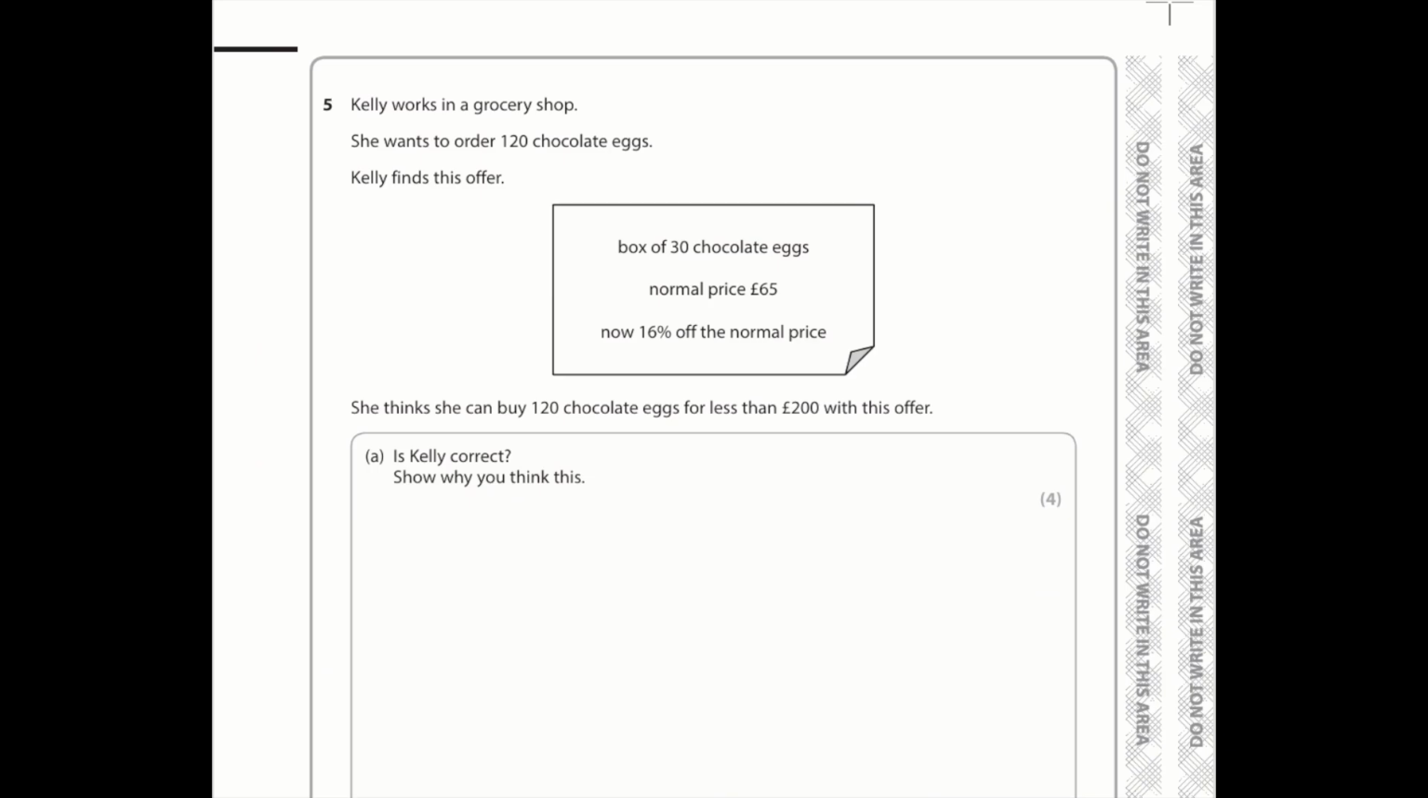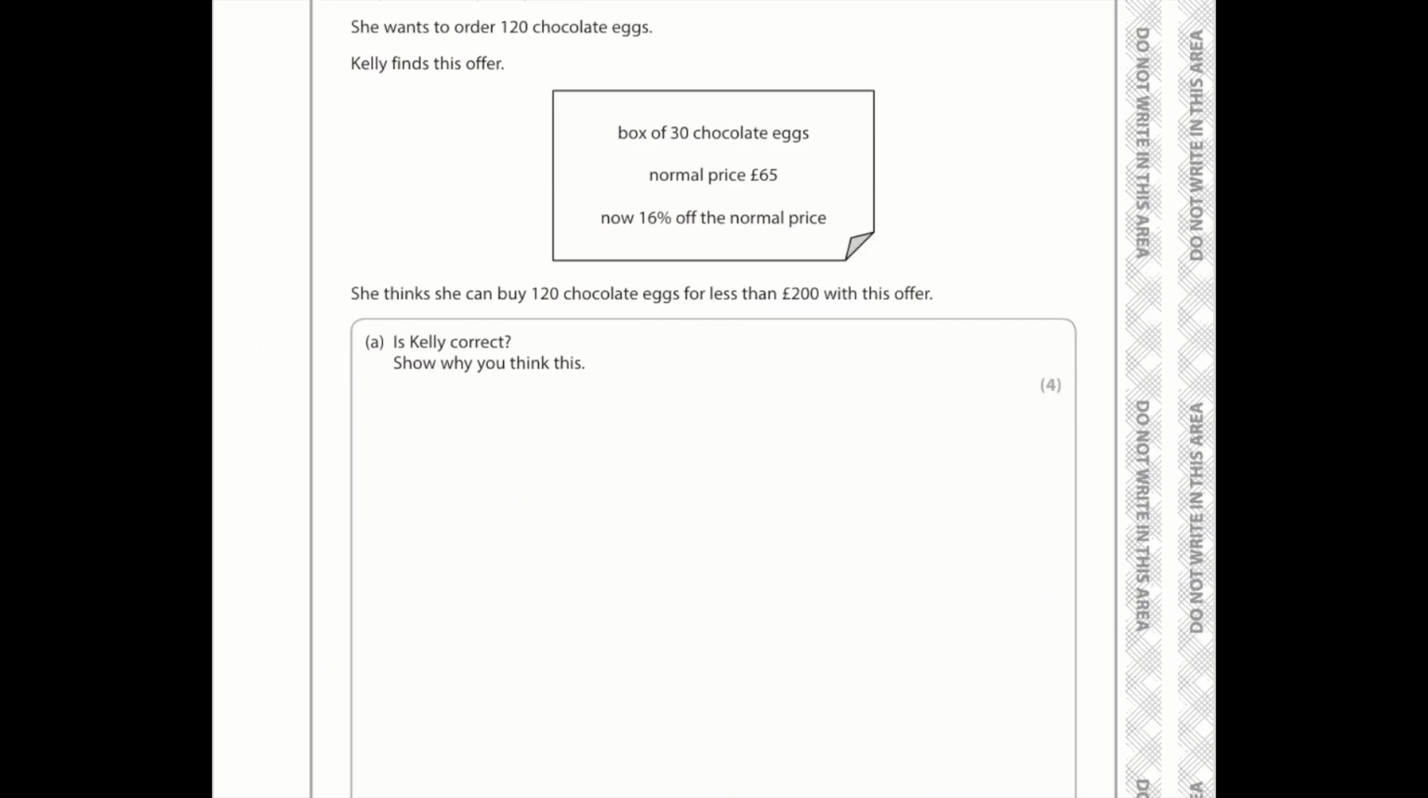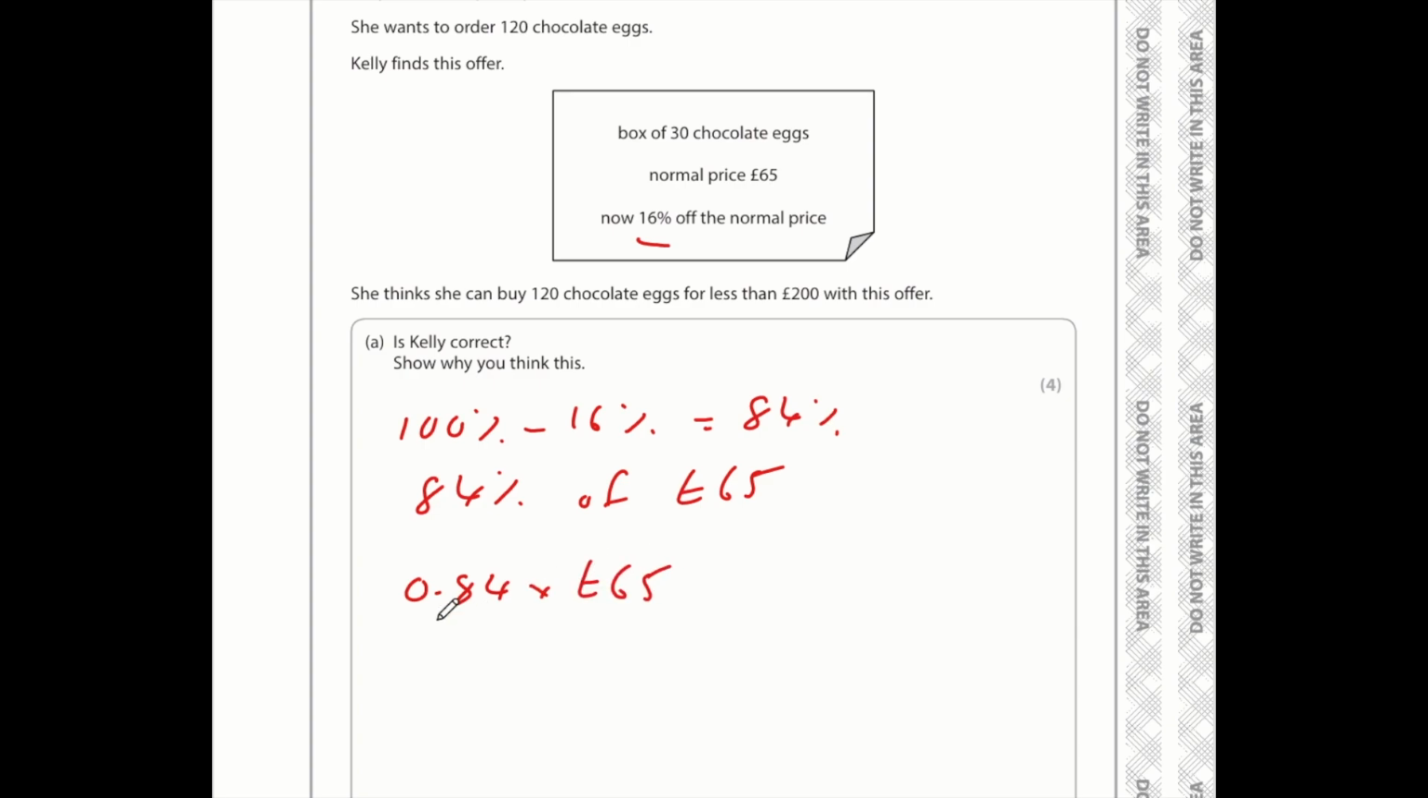Okay, question number 5. So what we need to think of is it's 16% off the normal price. So if you're buying something and it's 16% off, then that means you pay the full amount minus 16%. So it's 84%. So what we need to do is work out what 84% of £65 is. What is the percentage multiplier for 84%? The answer is 0.84. So we need to multiply £65 by 0.84.